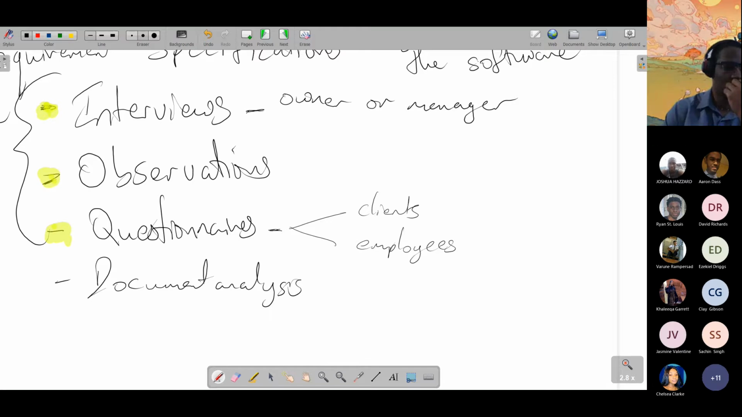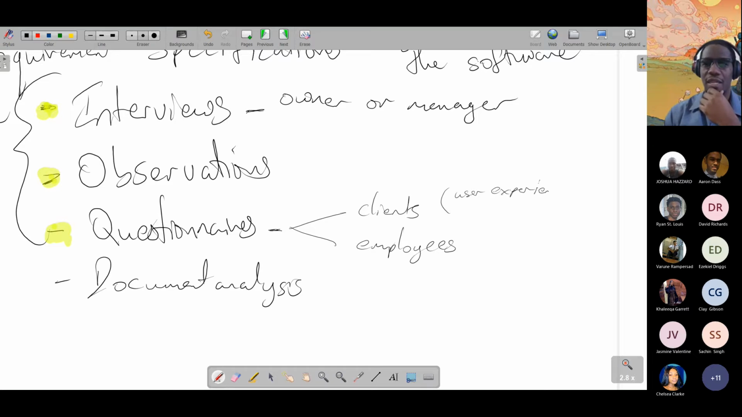Well, the employees will be able to give you insight into the actual day-to-day runnings of what's going on. And if you ask the clients those questions, they will be able to give you insight as to the user experience, rather than what the company themselves think they are doing.